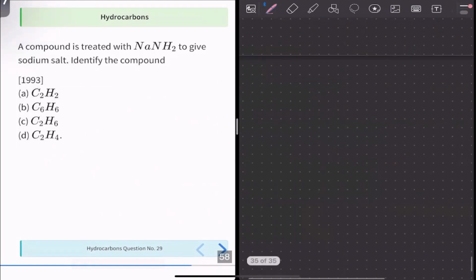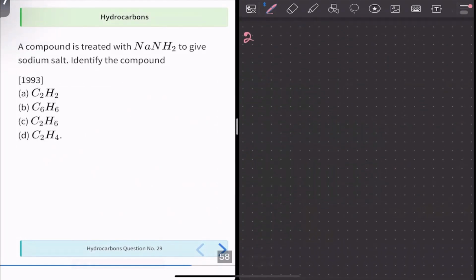Question number 29. A compound is treated with NaNH2 to give a sodium salt. Identify the compound. NaNH2 is a strong base.